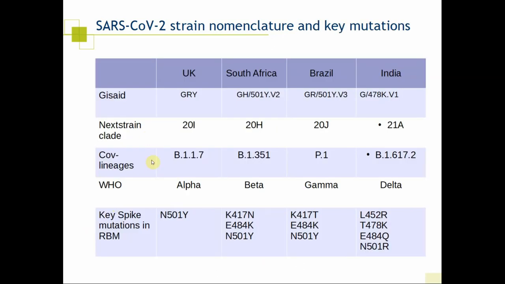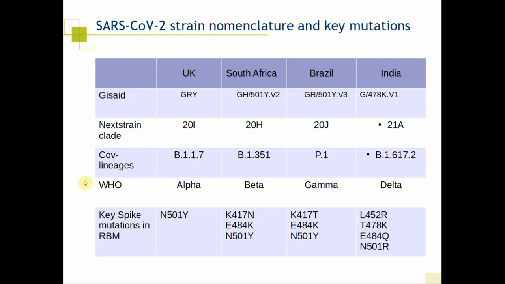But the other sites didn't really follow this convention. GISAID and NextStrain used their own conventions. So for the pangolin lineage B.1.1.7, this was called 20I by NextStrain. It was called GRY by GISAID.